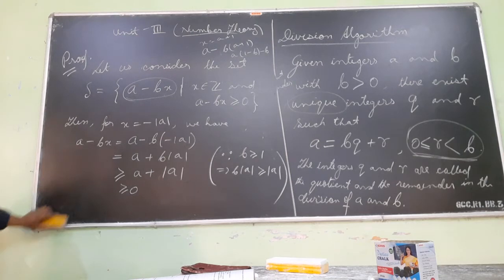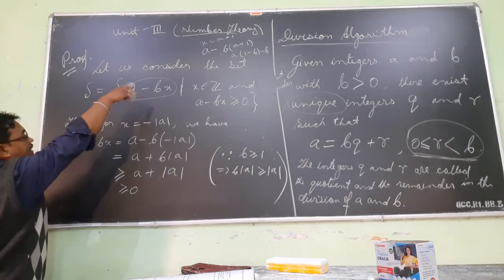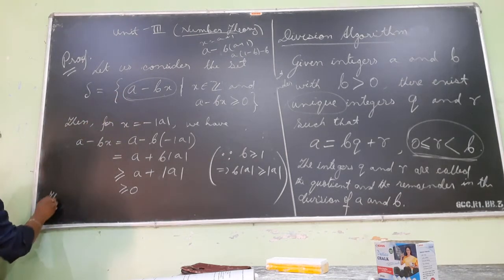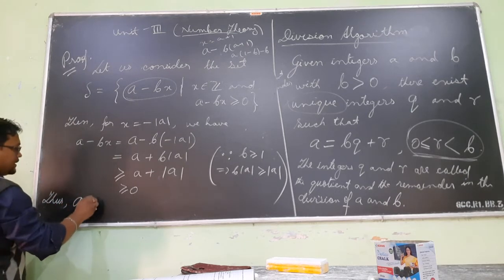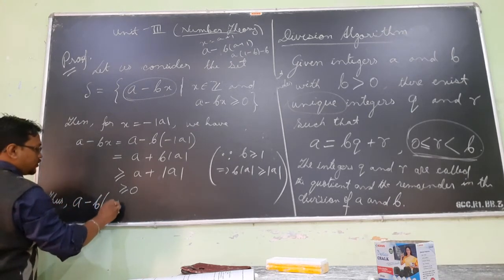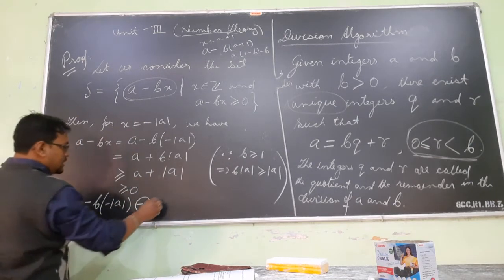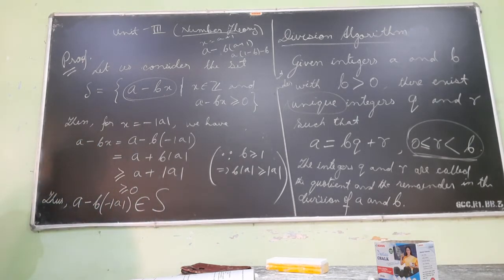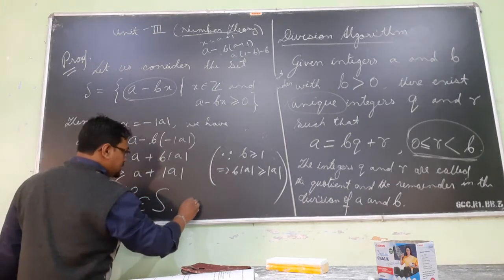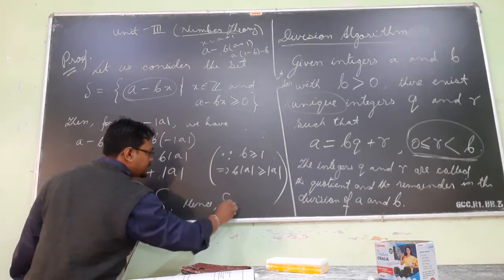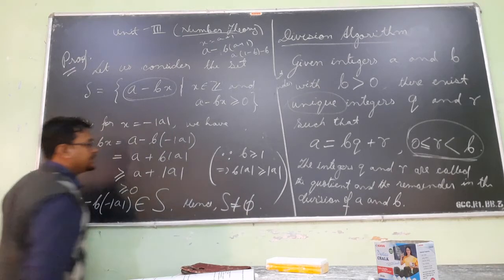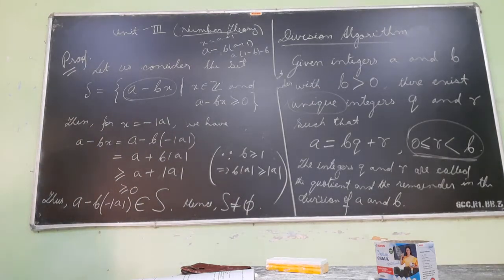So whatever we have done, we have found an element inside this set. Thus A minus B into minus mod A, which is an integer, is an element inside S. So hence S is non-empty. S is not equal to the empty set. S is a non-empty set.